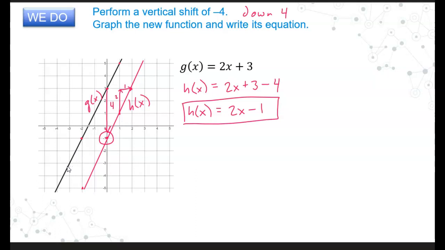So when we do vertical shifts like this, these end up being parallel lines. What we mean by parallel is that they have the same slope and different y-intercepts. So a vertical shift of a straight line results in a parallel line. Same slope, different y-intercept.